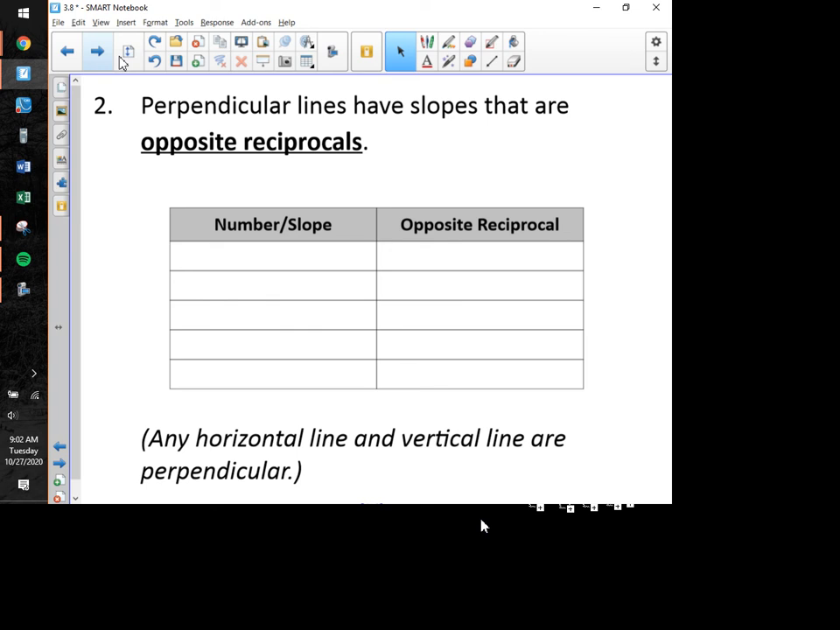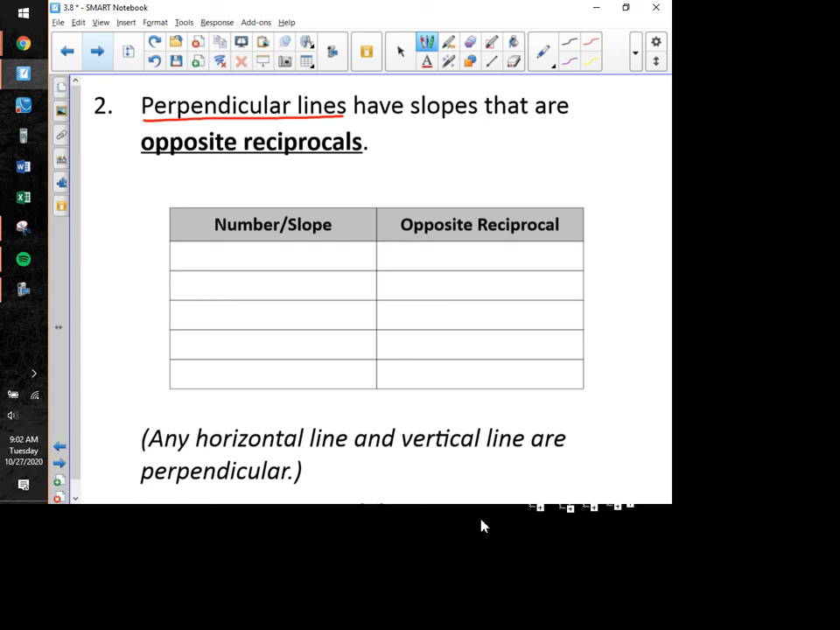Okay, guys, moving on now to the second half of our notes, we're now going to start talking about perpendicular lines. And this one is important here, everybody. Perpendicular lines have slopes that are opposite reciprocals. And that's a phrase that I should not just assume that you guys understand. So let's look at a couple of examples, okay?